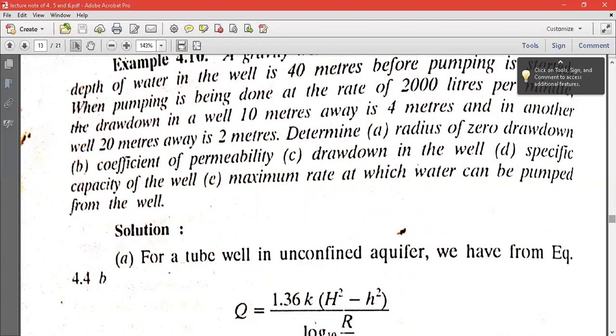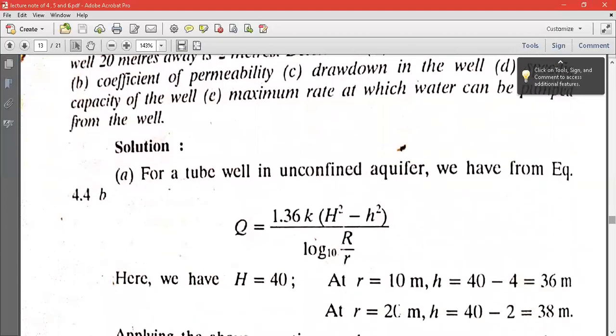Once you reach the decision that it is an unconfined aquifer, you use the formula which you have deduced from the Dupuit theory, that Q equal to 1.36 K (capital H square minus small h square) by log 10 capital R by small r. Here we have capital H equal to 40 meter, which was told in the question as the thickness of the aquifer, because before the pumping started, the whole depth is the initial length of the water, that is the aquifer thickness.